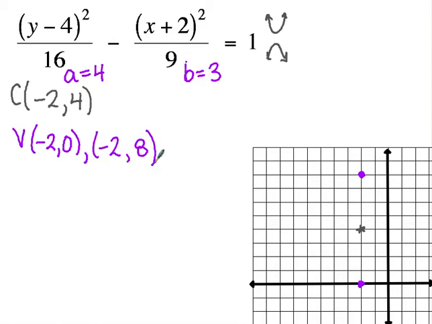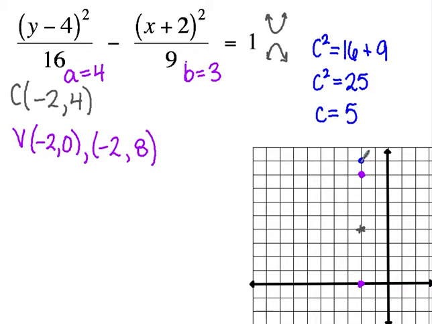So to find the foci, c squared equals 16 plus 9. So what does c squared equal? 25. So what does c equal? 5. So from the center, I'm going to go up 5 and down 5. Notice here the foci are actually a little bit closer. What's the final thing I need to do?